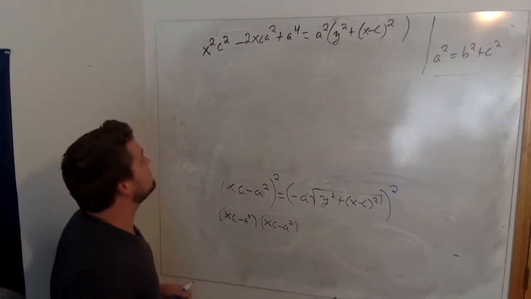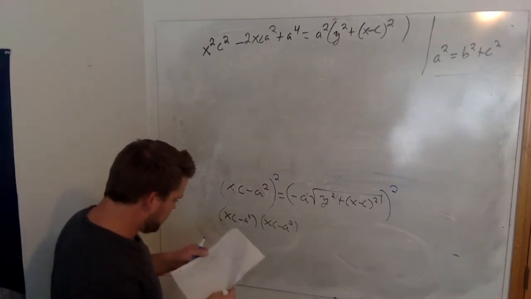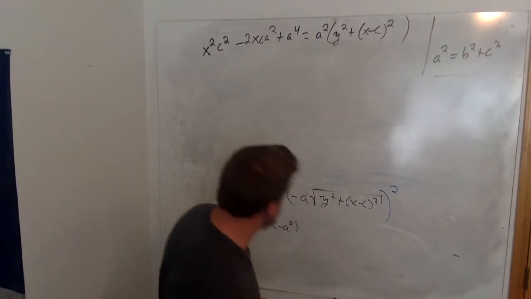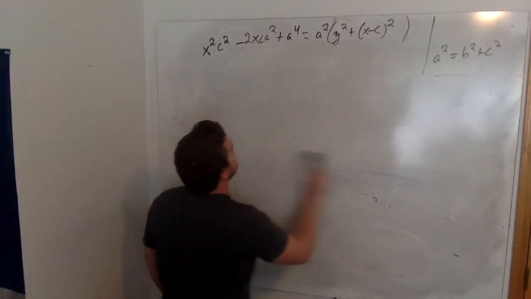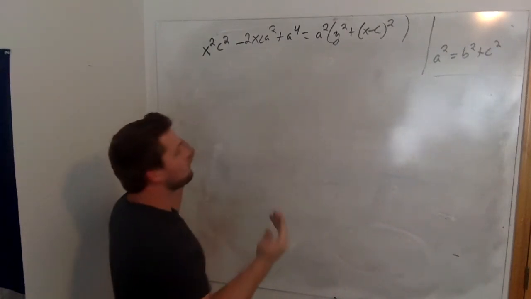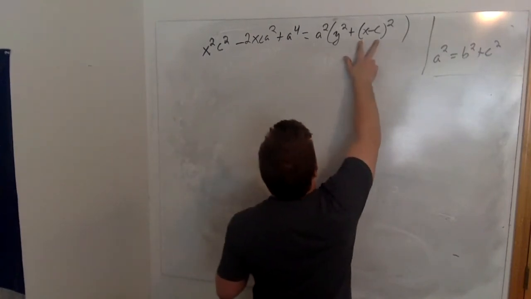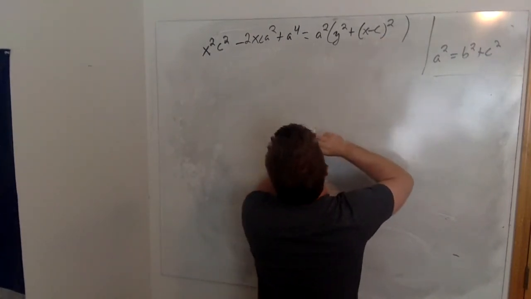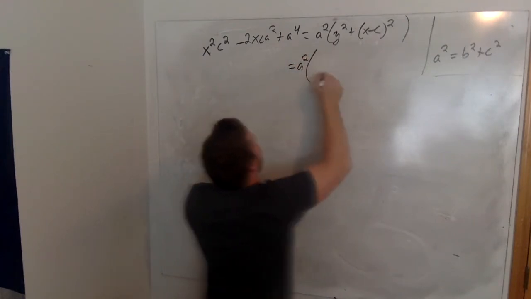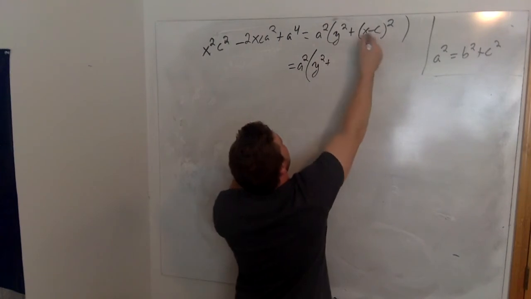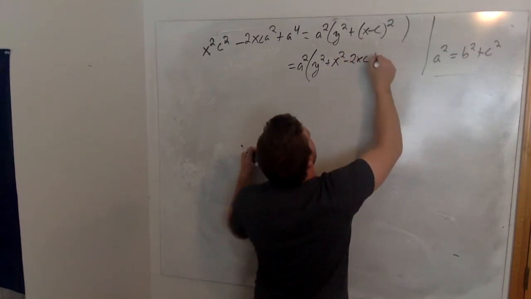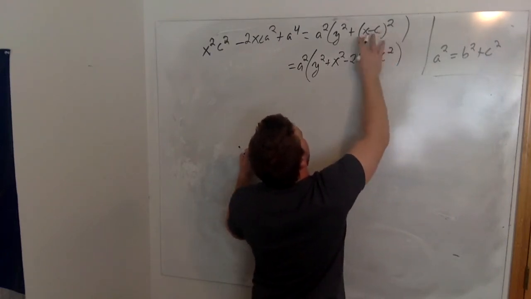So we are getting somewhere. Okay, what do we want to do now? Let's erase some of this. What we're going to do now is hope some more pieces cancel out, so we're also going to expand this x minus c quantity squared. Keeping our foiling hats on, we're going to get an a squared times y squared plus, what are we going to get here? We're going to get x squared minus 2xc plus c squared when I expand this piece.